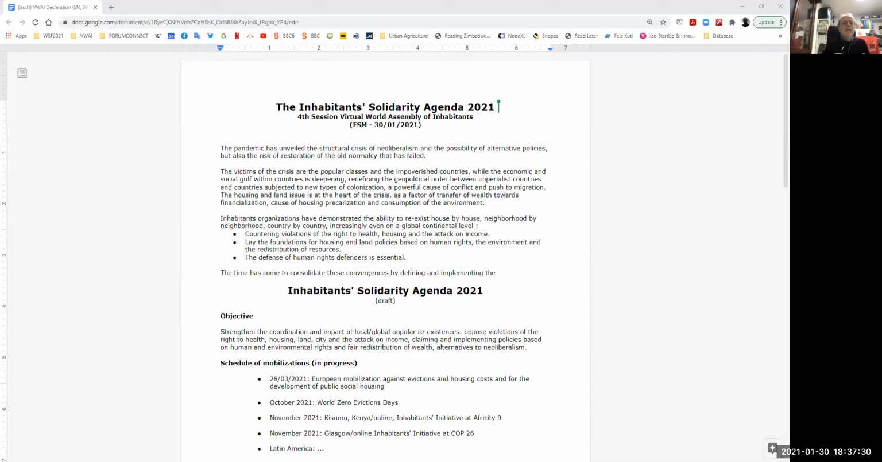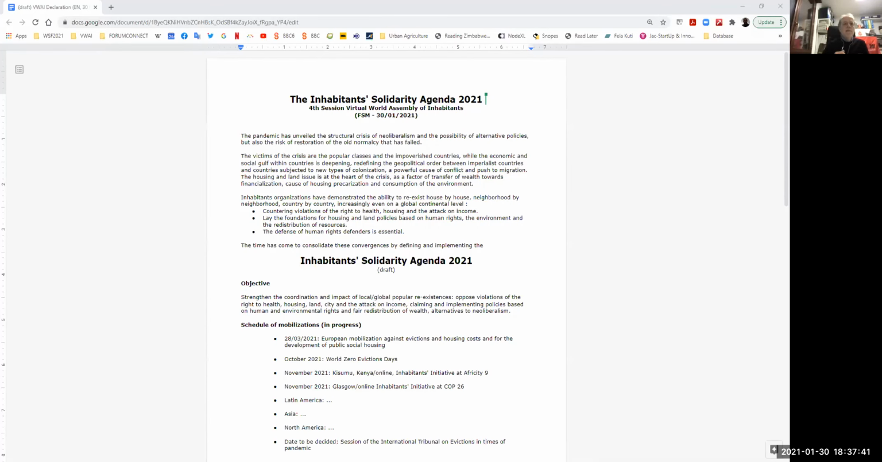Inhabitants organizations have demonstrated the ability to re-exist house by house, neighborhood by neighborhood, country by country, increasingly even on a global continental level, to counter violations to the right to health, housing, and the attack on income, and to lay the foundation for housing and land policies based on human rights, the environment, and the redistribution of resources. In this sense, the defense of human rights defenders is essential. The time has come to consolidate these convergences by defining and implementing the Inhabitants Solidarity Agenda.